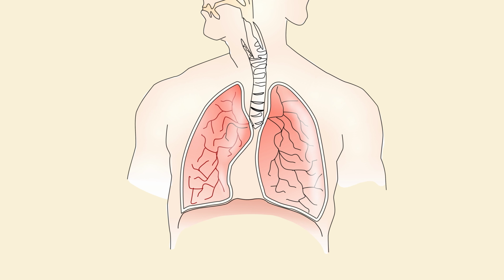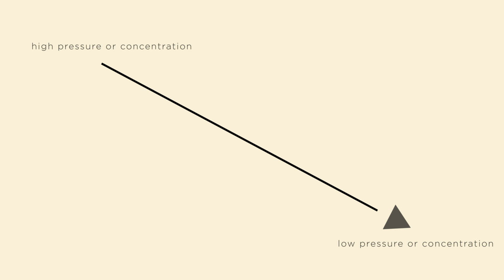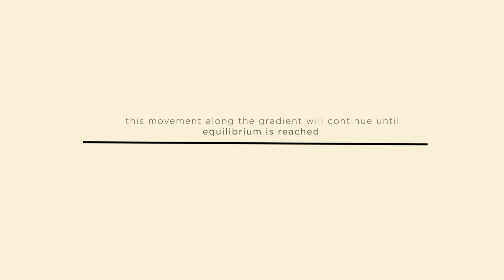So we talked in a previous video about dissolved particles in a fluid moving from areas of high concentration to low, trying to achieve that equilibrium, where the concentration is equal in both places. Well, the same is true of gases. Gases will try to move from an area of high pressure to an area of low to achieve equilibrium.